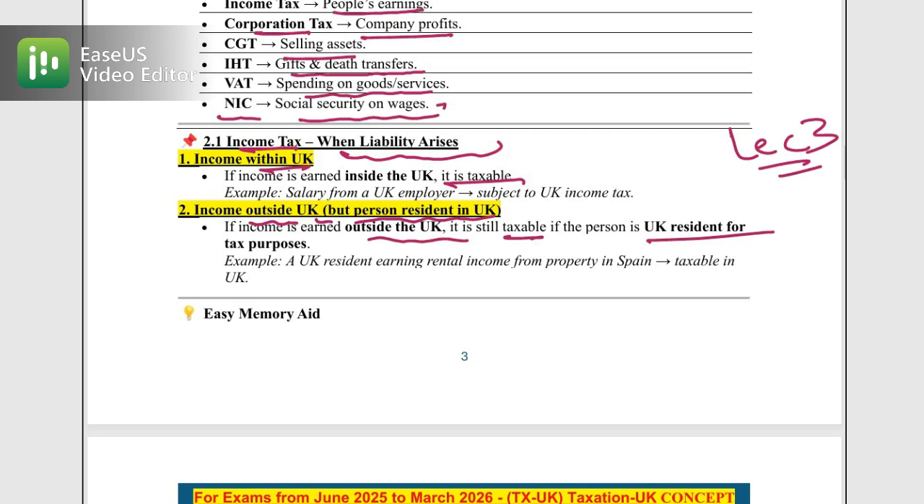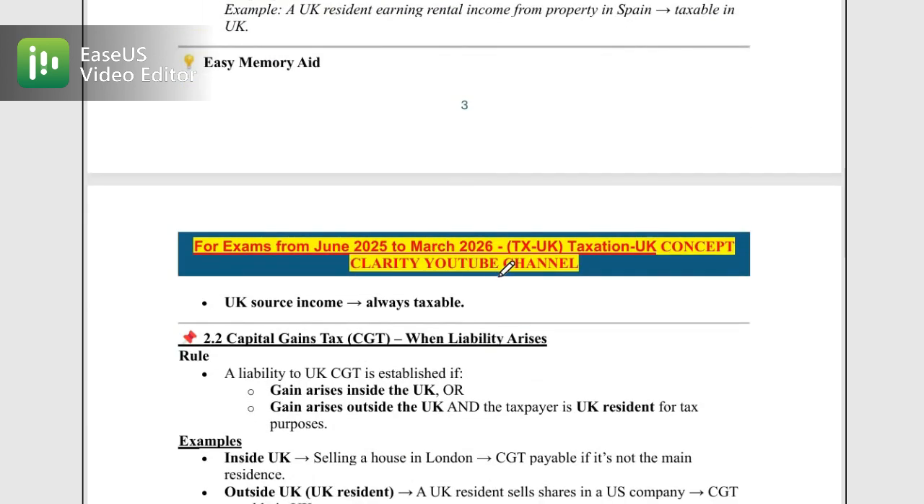So we have discussed two things. If income is inside the UK, there is no doubt that it is taxable. For example, your salary from a UK employer is subject to UK income tax. But the second is if your earning is from outside of the UK but you are a UK resident, then you will also have to pay tax on those earnings, right? Here you say UK source income is always taxable.